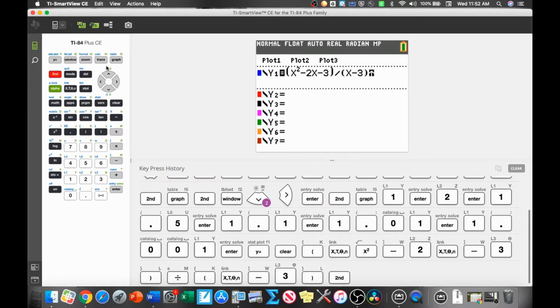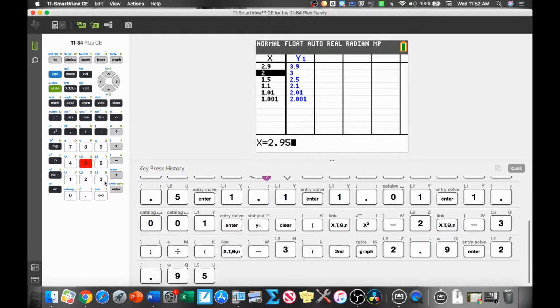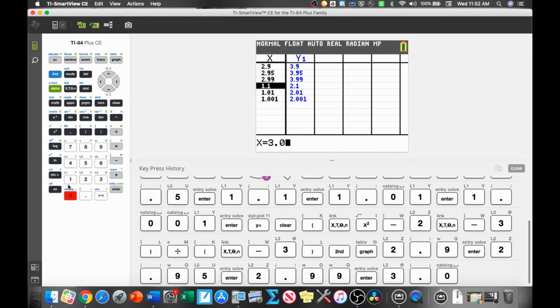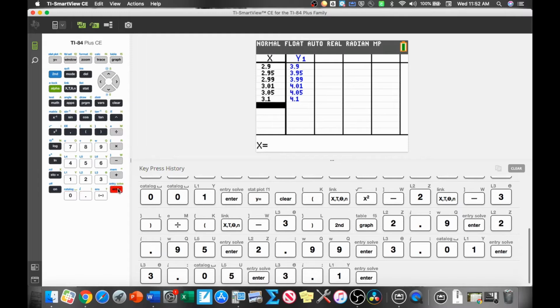Now I am going to go to second level table, and I am going to enter in the x values, and you can just enter right on top of the ones that are there. So I'm going to do 2.9, enter, 2.95, enter, 2.99, enter, 3.01, enter, 3.05, enter, and 3.1, enter. And there we go. We have our corresponding y values all figured out for us.